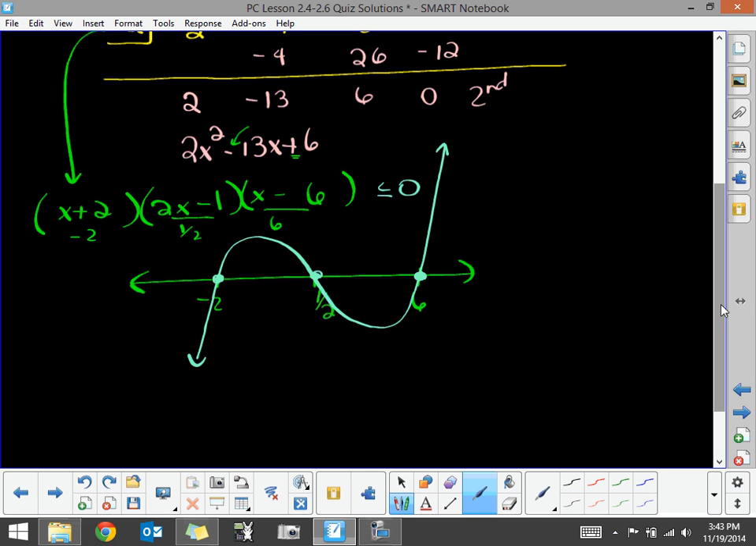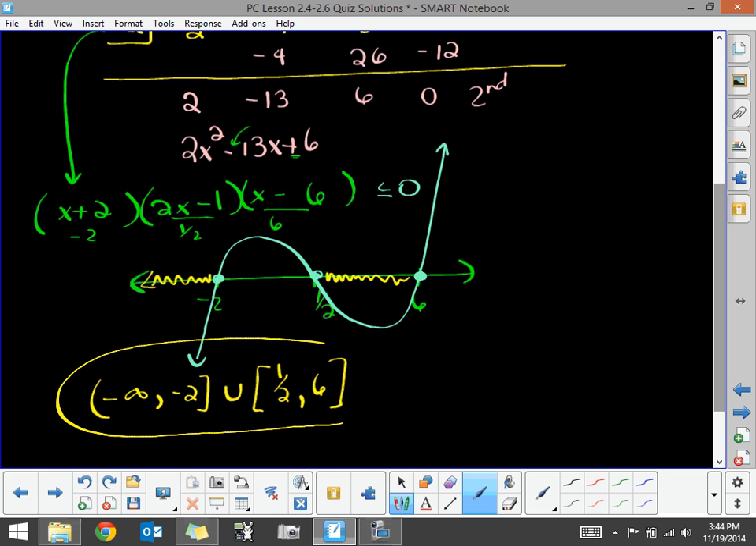So everywhere where it's below the green line is where it is less than 0. So we're going to go from negative infinity up to negative 2, and we want to include that in our solution. So that's a square bracket. We want to union it with... it's also below when we go between a half and a 6. So include the 1/2 and the 6 as part of your solution set. And those are the only locations where it's below or equal to 0, so we want to include those.